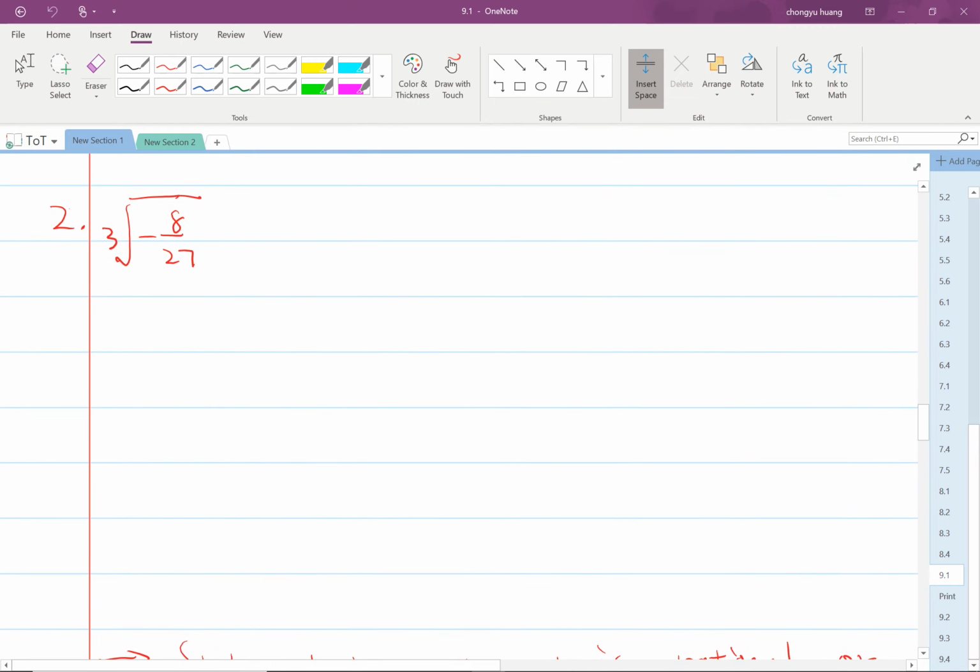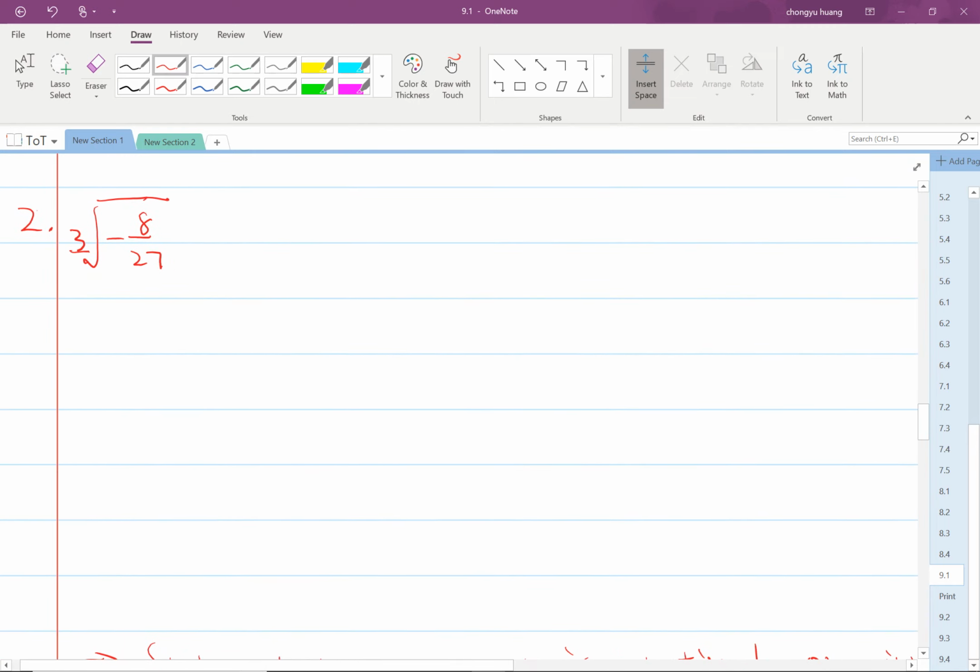Okay, question 2. As you can see, we have a cubic root, right? So as I told you guys, if you want to find a cubic root, you need to have something to the power 3, right? So over here, you write it down, and then you write negative, and then you have 8. 8 is actually 2 to the power 3, right? And then 27 is actually 3 to the power 3, right?